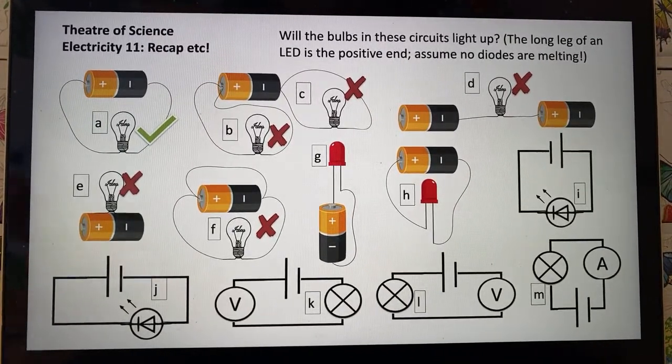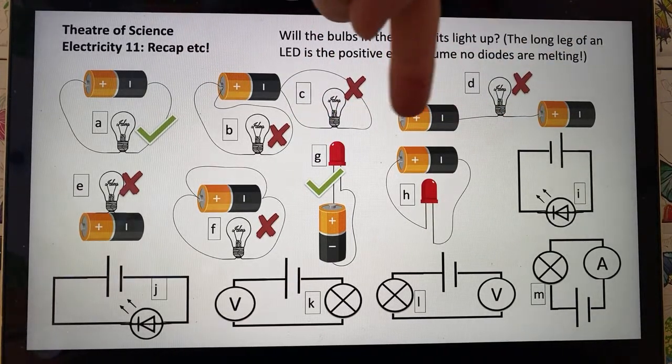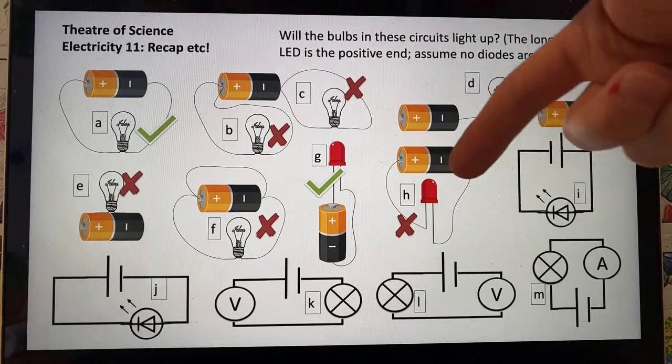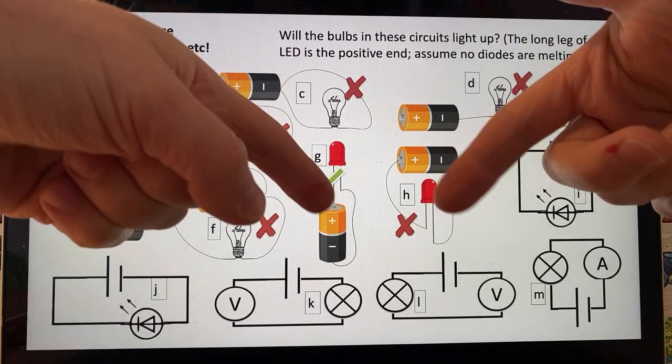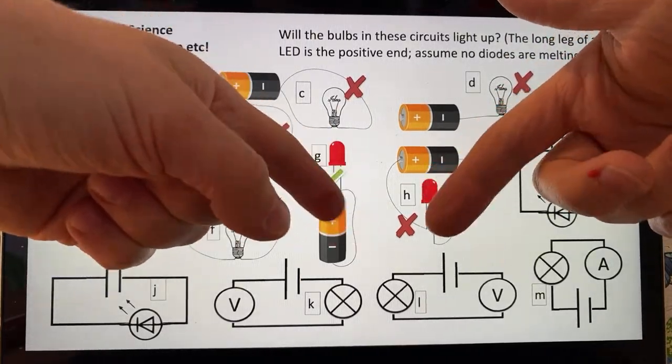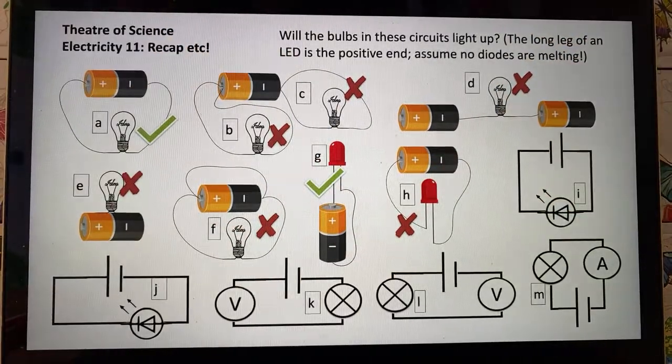Right, G, this one was really hard actually, because we've been talking about positive and negative things attracting. That is the one that would light up. You attach the positive leg of an LED to the positive terminal of a battery. It's kind of telling you, attach this to the positive end. So H, which is the opposite, that one wouldn't light up because the negative leg is attached to the positive. But well done if you just said that those two would be different. Well done if you said one of those would light up and one of them wouldn't. But now you know, positive leg to positive terminal.